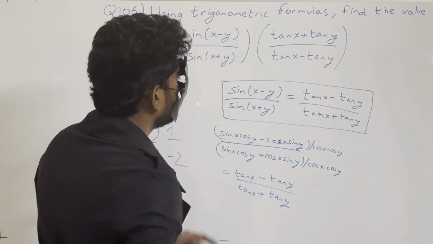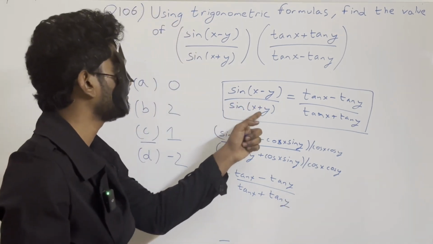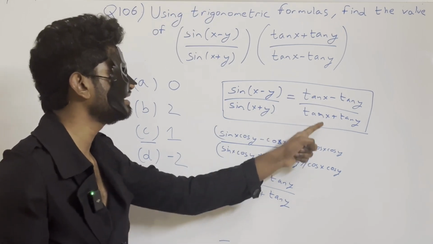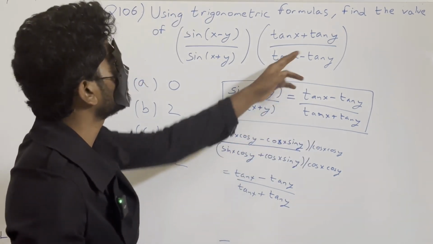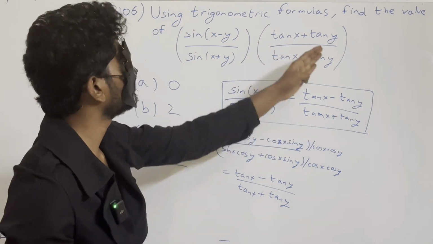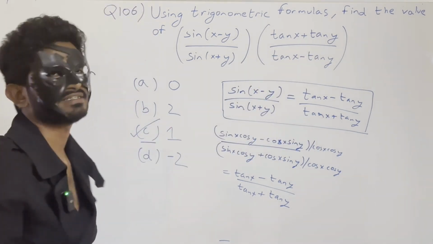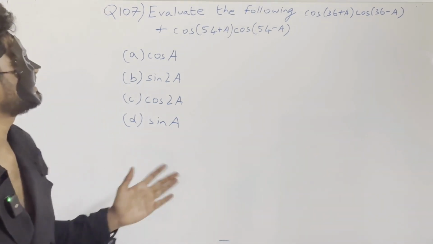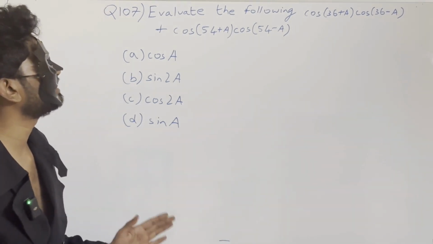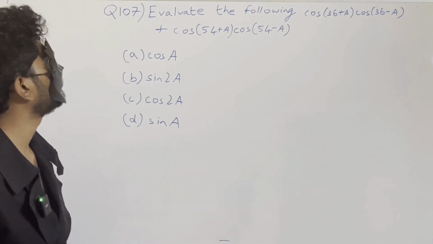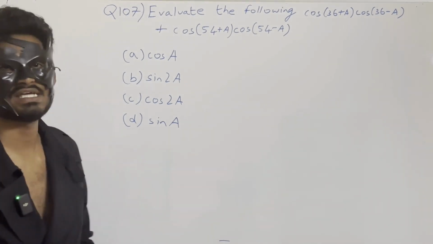So sin of x minus y by sin of x plus y is nothing but tan x minus tan y by tan x plus tan y. So this part is nothing but the inverse of this, so they will cancel out each other. So option C is right. So superhumans, next question is evaluate the following: cos(36 plus a) into cos(36 minus a) plus cos(54 plus a) into cos(54 minus a).